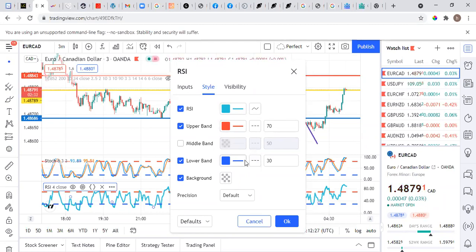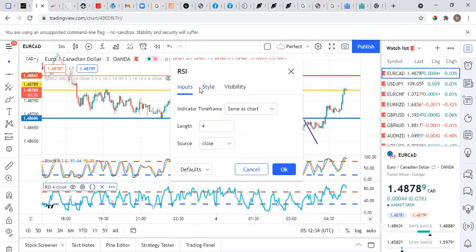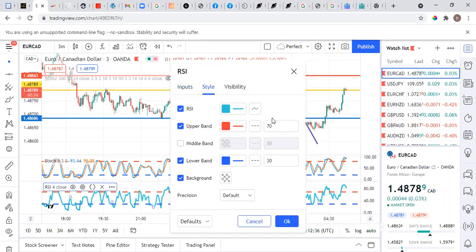You can also read up on that. But for mine, the length is 4. I can't even remember why I made it 4, but I believe I watched videos and then decided to use that setting, and that's what I've been using ever since. I don't change it because TradingView saves all your settings.